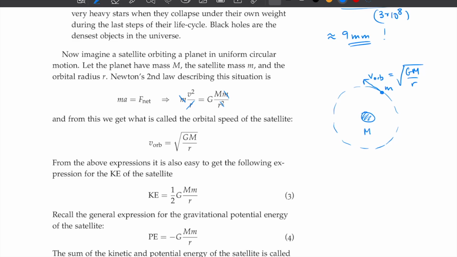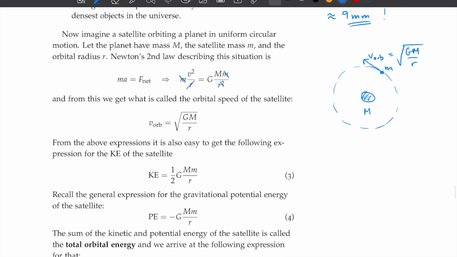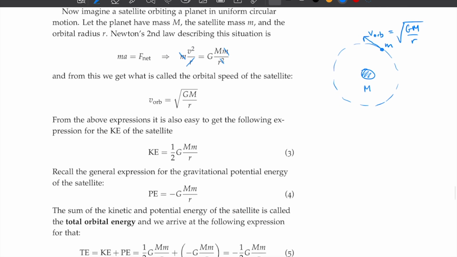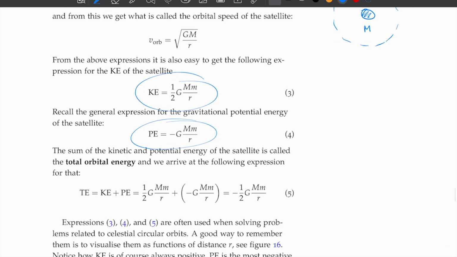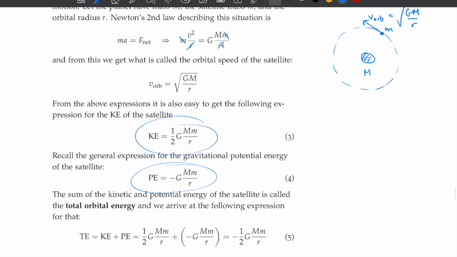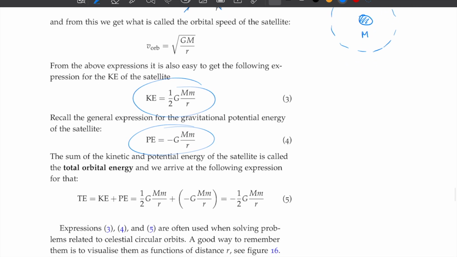And we can then use that to, for instance, work out the kinetic energy of this satellite. So half mv squared, if I insert the orbital velocity, then I get half GMm over r. So I get this expression for the orbital kinetic energy. It is just half mv squared, but I express it in this way. Remember, the potential energy is minus GMm over r. And then we can work out the total mechanical orbital energy for this system. Kinetic energy plus potential energy, and you get negative half GMm over r.